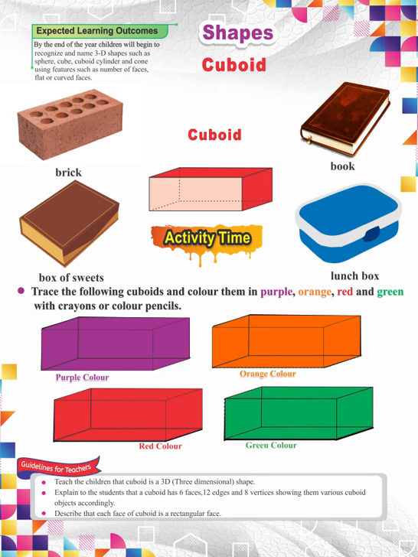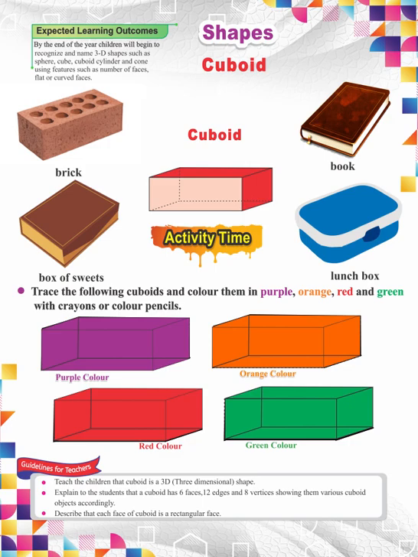Respectable teachers and parents, explain what three-dimensional shapes are. Also, tell that such shapes have three dimensions, that is, height, length, and width. Tell the children that a cuboid shape has 6 faces, 12 edges, and 8 vertices. Show flashcards to the children displaying cuboid shape and ask them to name the objects shown on them.